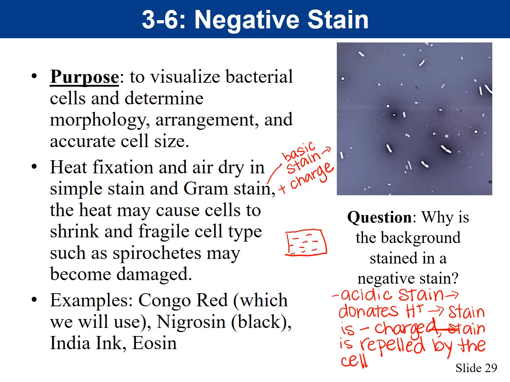Some examples of a negative stain that we're going to use would be Congo red. Congo red we're going to use both in our negative stain and also in our capsule stain, which we'll talk about in a minute. We also have a type of negative stain called nigrosin, which is going to be black. There's one called India ink, eosin, etc. What these stains all have in common, again, is that they are an acidic stain. They carry a negative charge on their auxochrome, and as a result, they stain the background and not the cell.